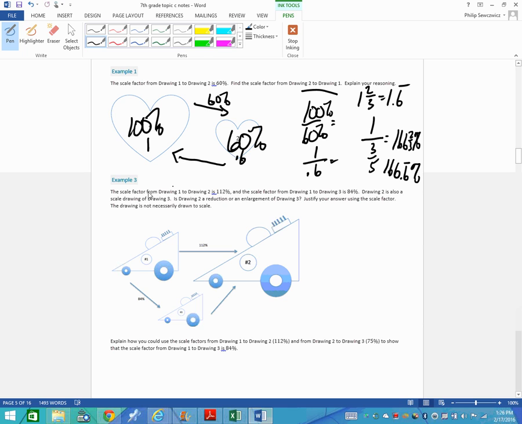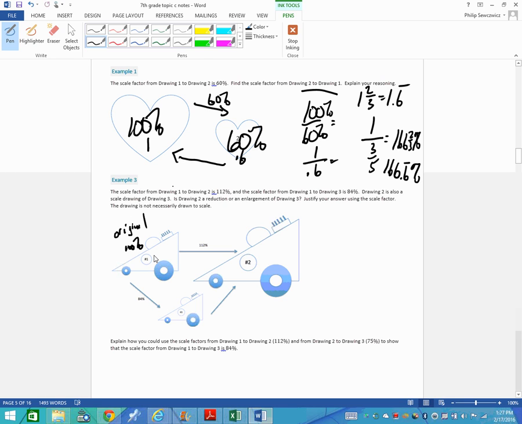So let's look at example number 3. When we're dealing with this particular problem, we can see to go from 1 to 2. Because this is the number 1 there, I'm calling this the original. This is my starting amount that I am dealing with, which means it's going to be 100%. It's the full amount. So to get to there, it's 112%, so it does get bigger. To get from there, it's 84%, so it does get smaller.